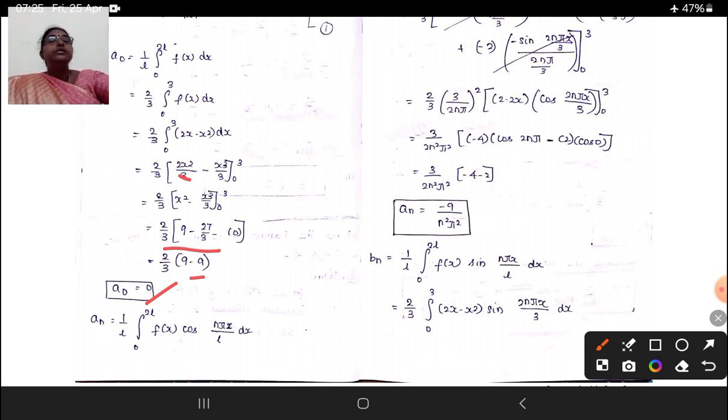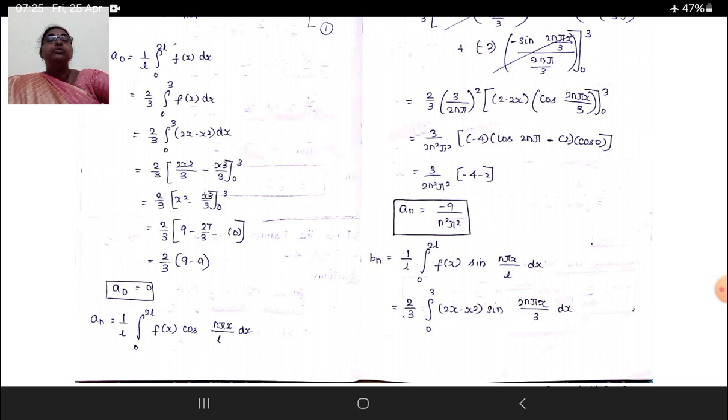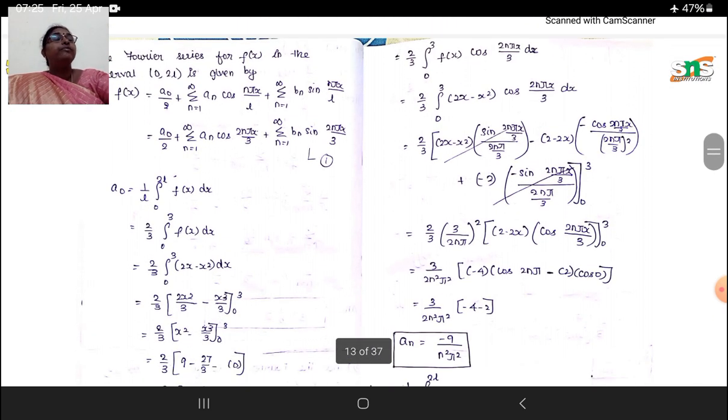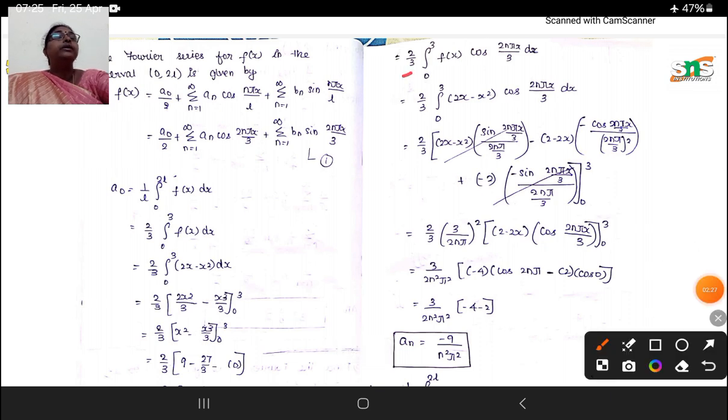Next we proceed to calculating the an value. First, as it is, we write all those values. We know f of x into 1 by l. Writing 1 by l as the reciprocal term 2 by 3, apply the limit 0 to 3, and f of x cos n pi x divided by l. Instead of l we replace 3 by 2, so we write 2 by 3 and then the f of x value.